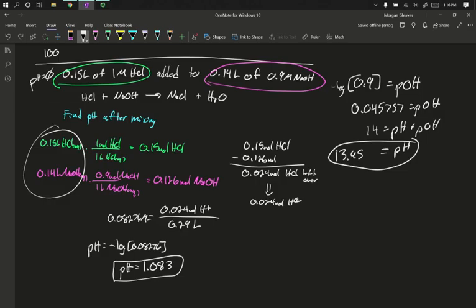So the two original solutions had wildly different pHs. We combined them together, they eliminated some of themselves, there was a little bit left over of the acid, and so we ended up with an acidic final solution. But strong acids and bases can just be calculated stoichiometrically. In the next video, we'll discuss weak acids and bases, where we have to use equilibriums to calculate out the pH, because the chemicals do not fully dissociate.